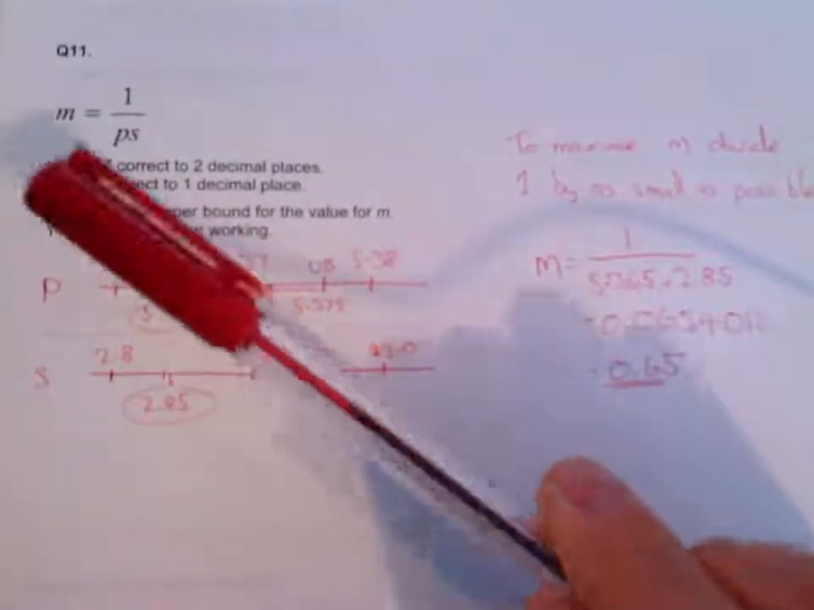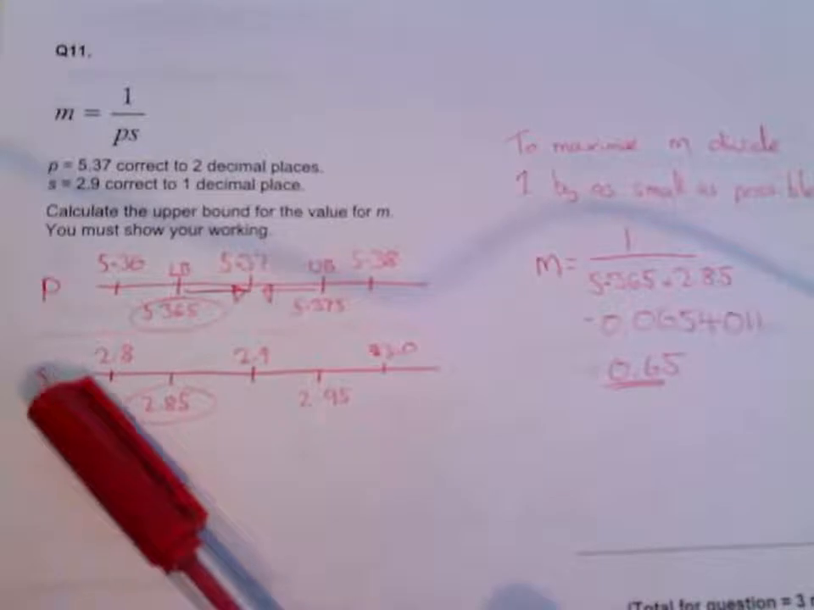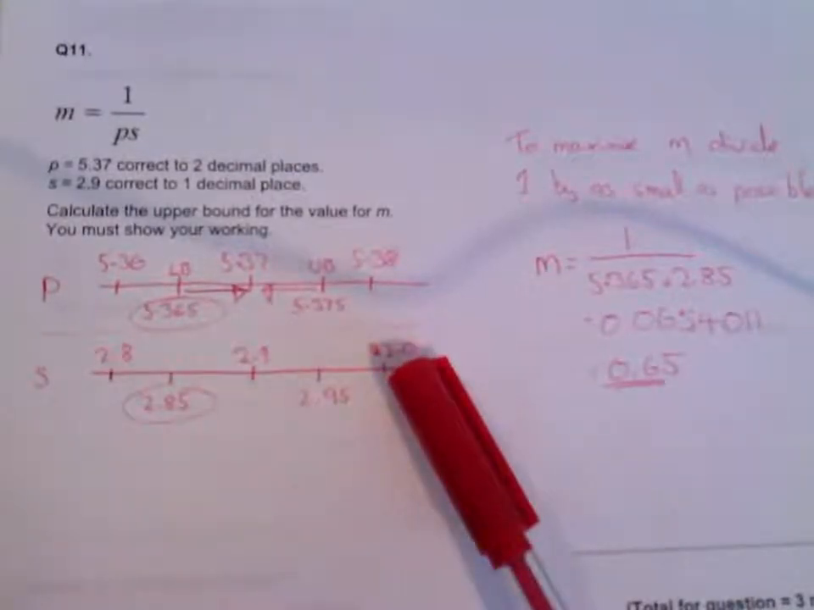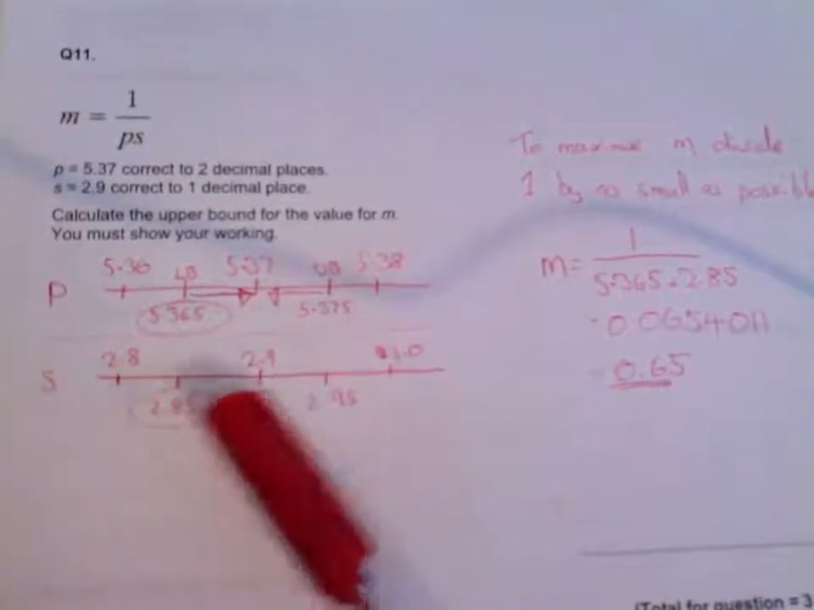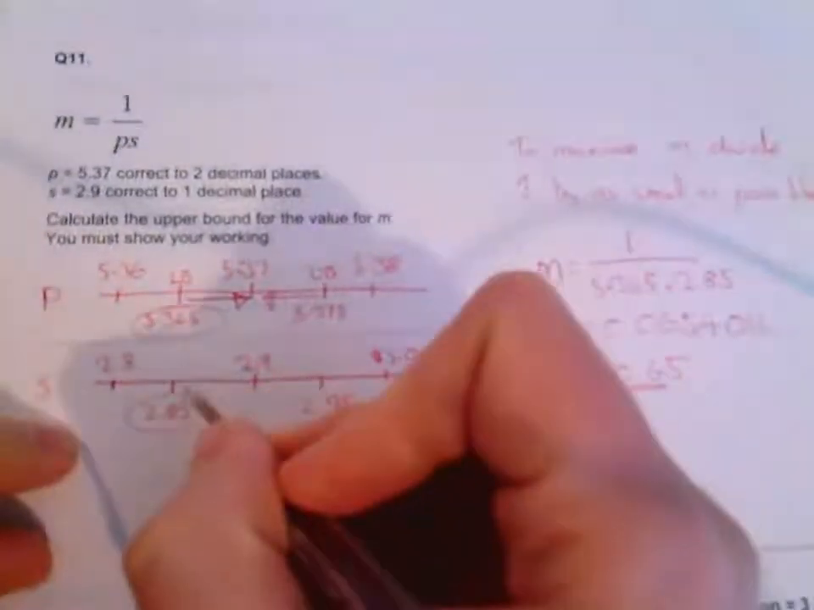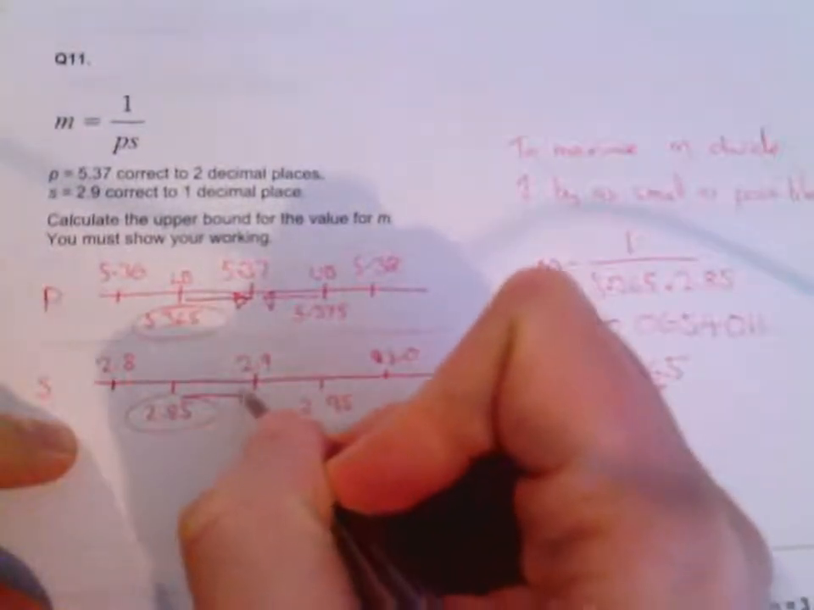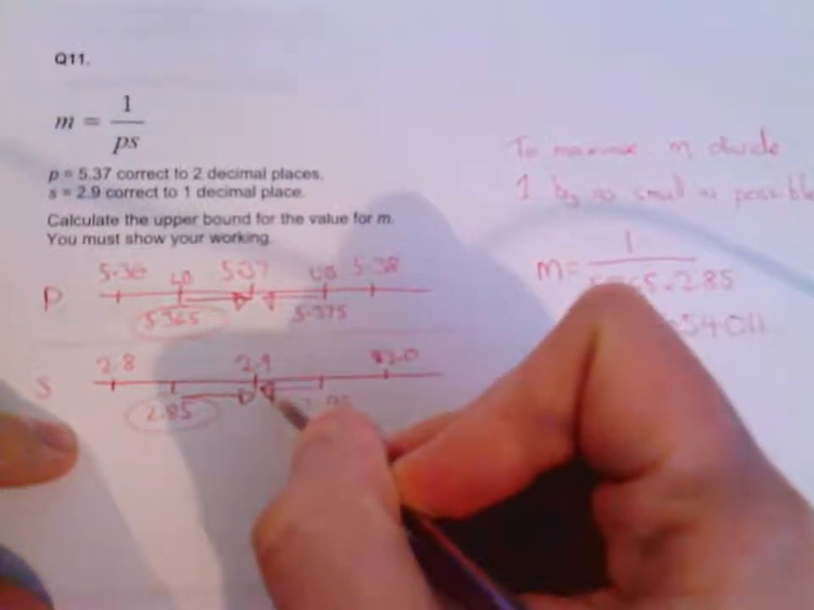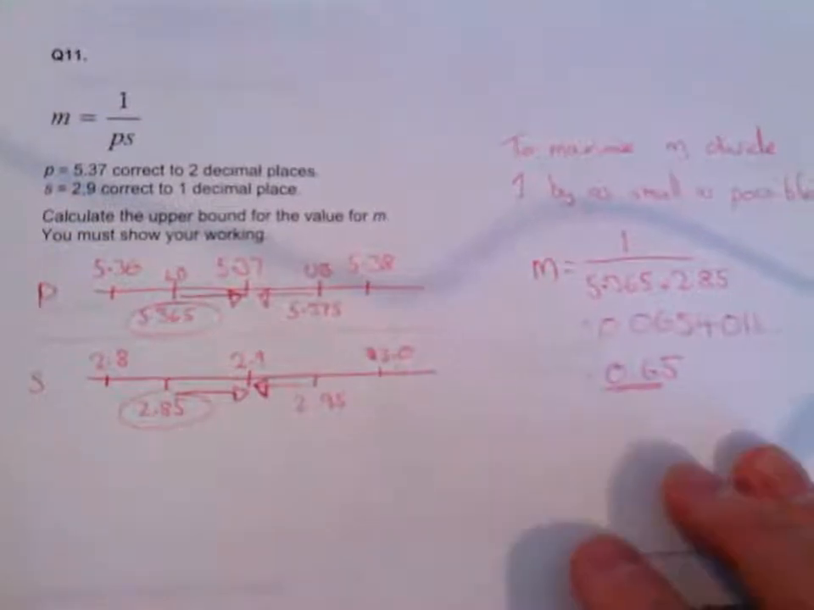This time it's to 1 decimal place, so I've gone 1 decimal place below and above. 2.9 goes down to 2.8 or up to 3.0. I then go between these two to work out what numbers are going to go up to and down from. Okay, so any number between those will always round to 2.9.